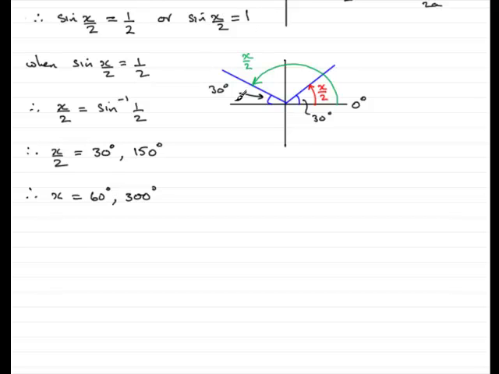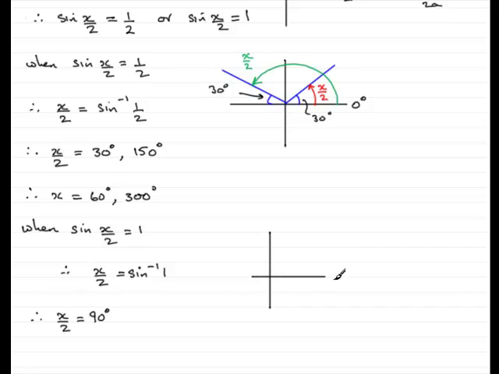Let's go on to the next one, when sine x upon 2 equals 1. So again, to get x upon 2, we take the inverse sine of both sides. So we've got the inverse sine of 1. And if you get on your calculator, you'll see that that comes out at 90 degrees. So are there any other solutions? So let's just have a look. This time I'm going to draw a graph. I prefer to draw a graph for these basic ones when you get 1 or 0.